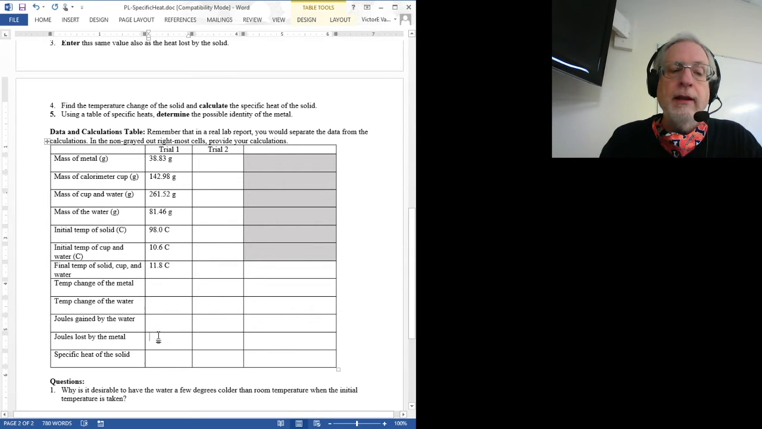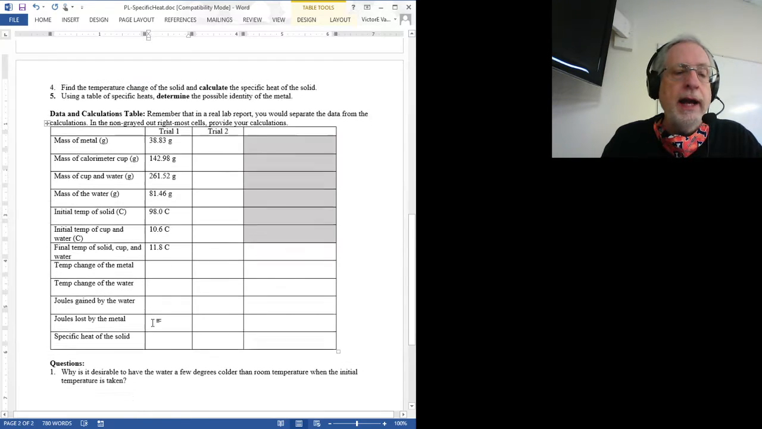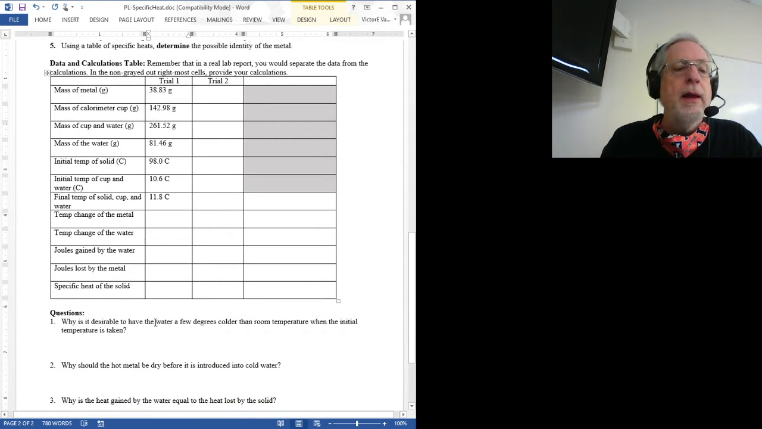The joules lost by the metal has to be equal. So you don't even have to do a calculation there. It's going to be the same as the number above it. It has to be equal. And I don't know if I ask you that as a question. And then you have to figure out, okay, what is the specific heat of that metal? What is the C of that metal?